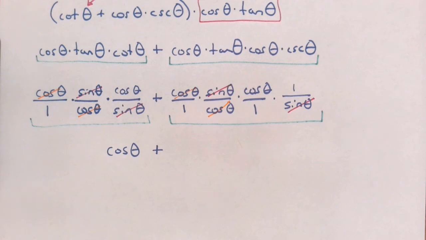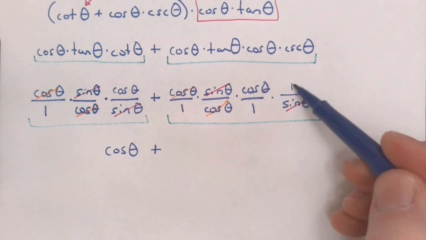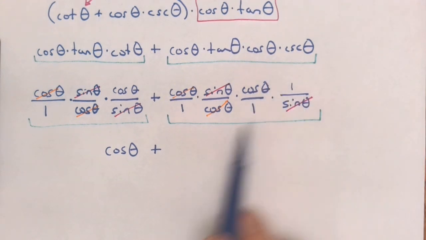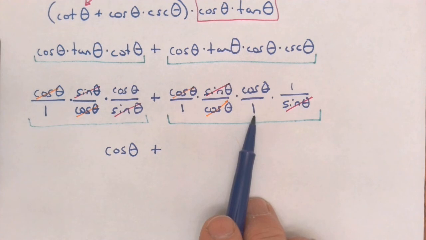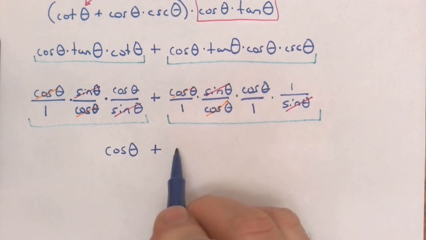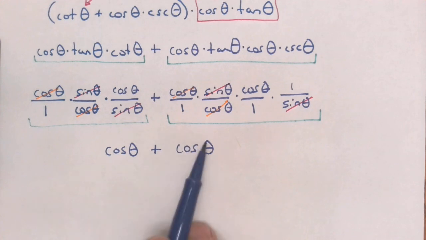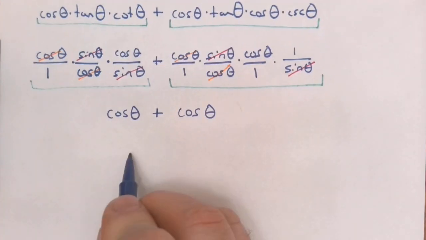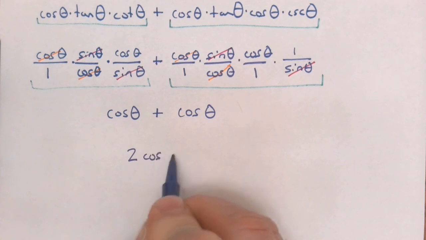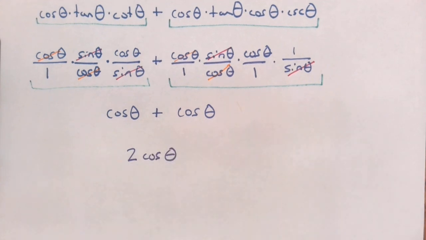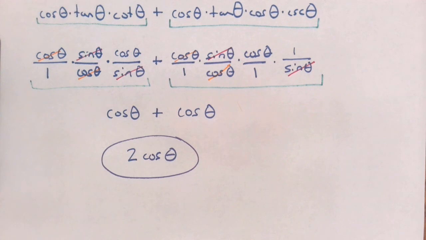And if we look at what's left on the top, there's just cosine times 1. So that's just going to give us a cosine in the top, and on the bottom 1 times 1 is 1. So it's going to be cosine over 1, which is just cosine. So everything to the left of the addition symbol simplified to a cosine, everything to the right simplified to a cosine. Now I have a cosine plus another cosine. That's going to give me 2 of those. So that's equal to 2 of those cosines, and that is our simplified answer.